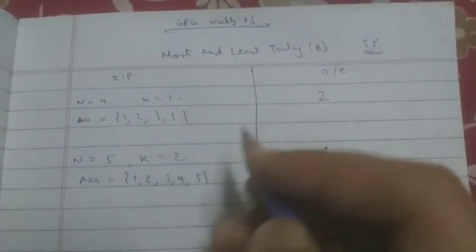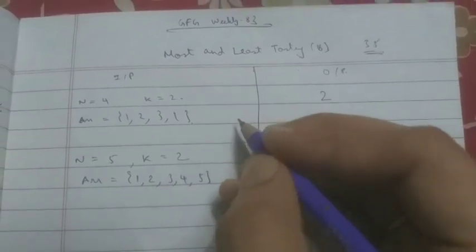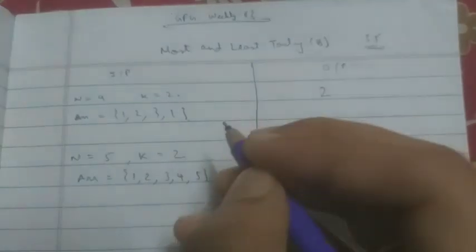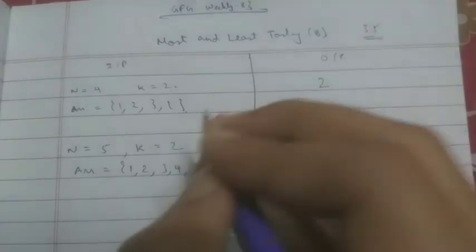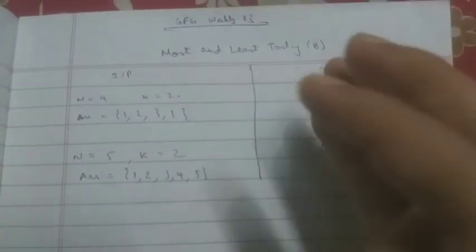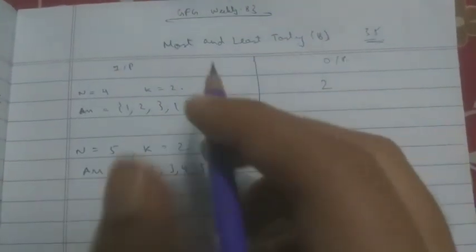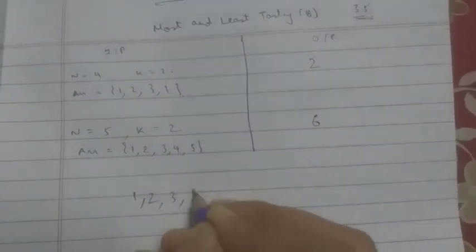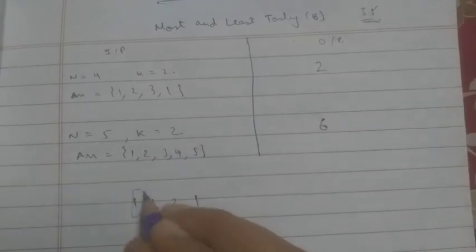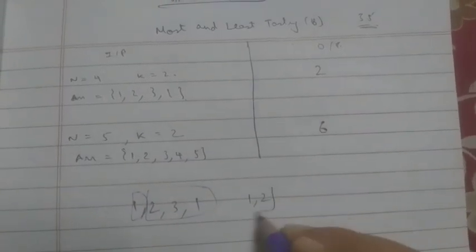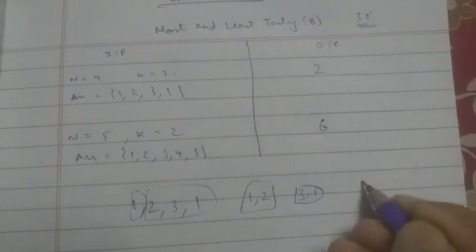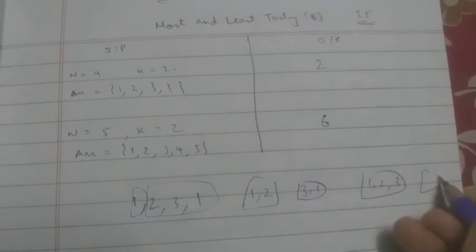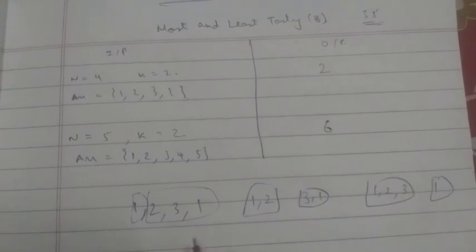After dividing, you have to add all the left and right elements of those partitions. And you have to find the difference between the maximum possible such result and the minimum possible such result. I will explain it to you. So 1 2 3 1. It can be divided into two parts by 1 and 2 3 1, or 1 2 and 3 1, or 1 2 3 and 1. So there are three possibilities.